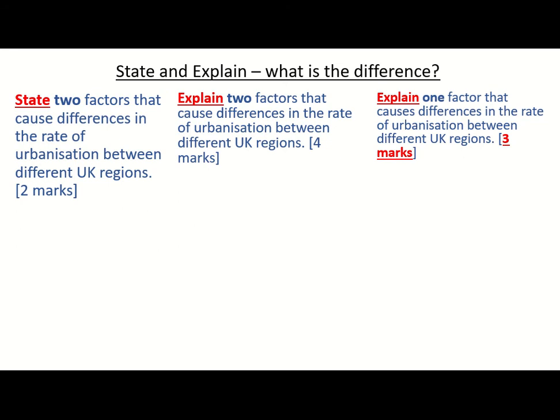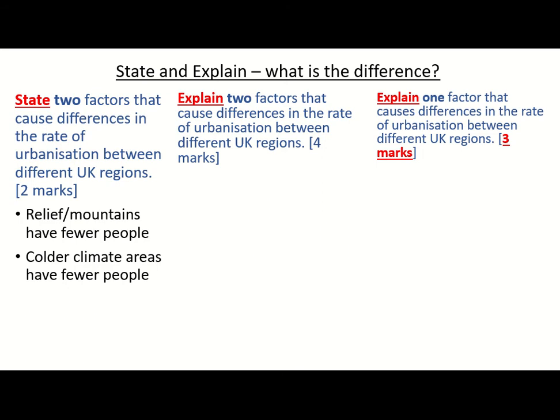Okay, so the first one, the distinction here is that it says state two factors that cause differences in the rate of urbanisation. So this is where you literally just name two different things. You'd need to get two of these to get 2 marks. So relief or mountains have fewer people. Colder climates have fewer people. Port cities have more people. Any one of those things you mentioned would get a mark, so you need up to 2 of those.